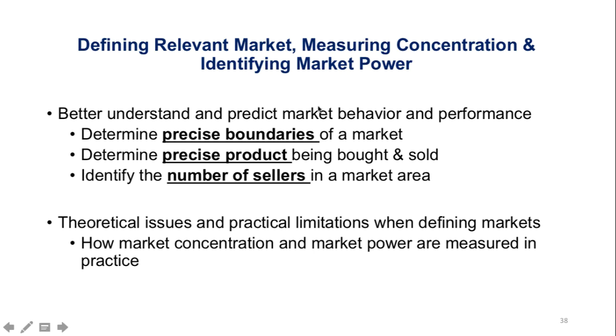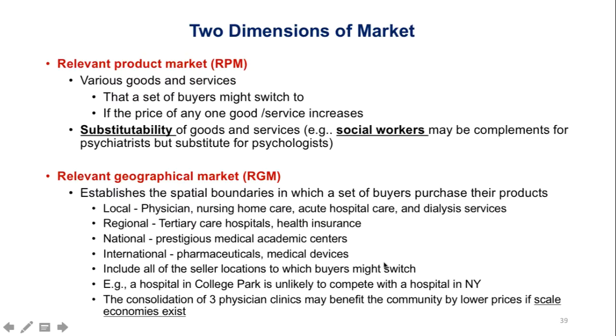To better understand and predict market behavior and performance, we need to determine the precise boundaries of a market, determine the precise product being bought and sold, and identify the number of sellers in a market area. There are many theoretical issues and practical limitations when defining markets. In this lecture, you will learn how market concentration and market power are measured in practice.